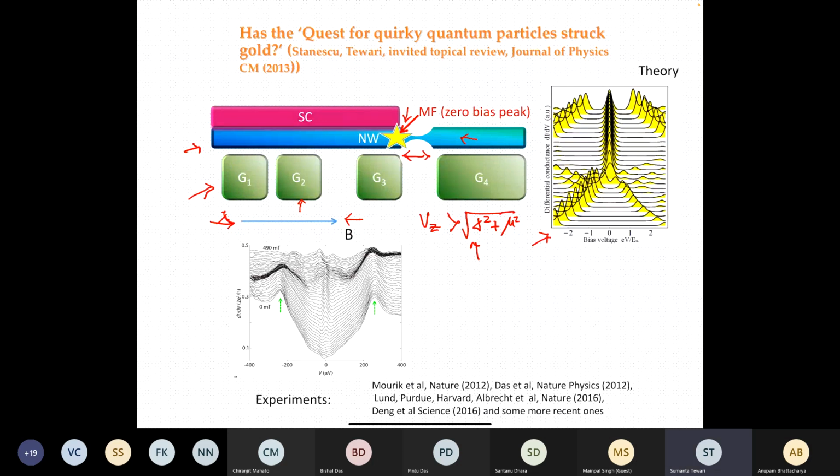You can see that the gaps are closing as you increase. These are cuts at different B values or different V Zeeman. V Zeeman is proportional to B. So as you increase the V Zeeman this way, the gap is closing. As you know, the superconducting gap does close as you increase the magnetic field. But on the other side, you have a zero bias peak. This is experiment.